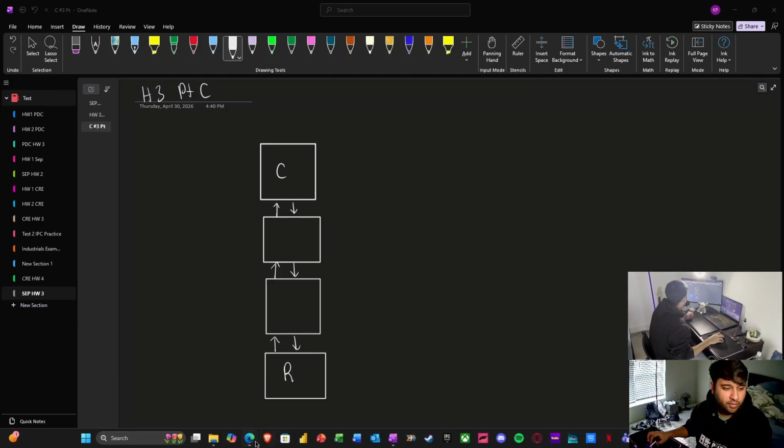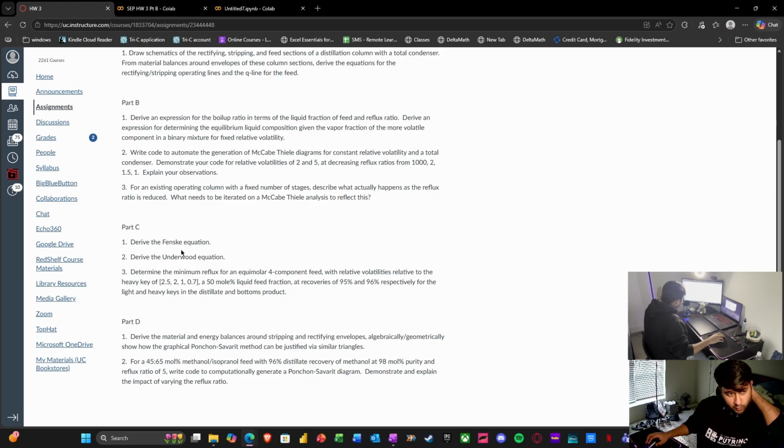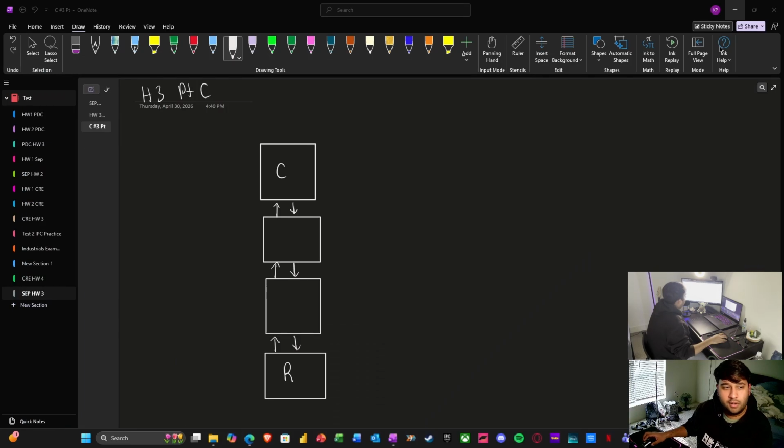This is homework 3, part C. So just a little overview of what we're going to be doing. We're going to be deriving the Fenske equation and the Underwood equation, and then using Colab, we're going to determine the minimum reflux, respectively, for light key and heavy key in the distillate and bottom product.